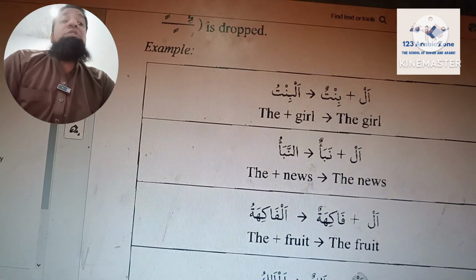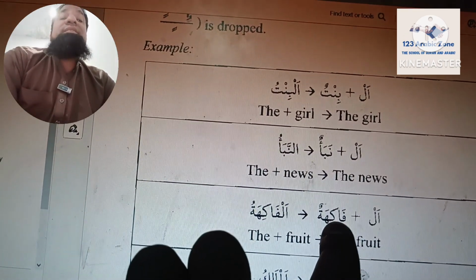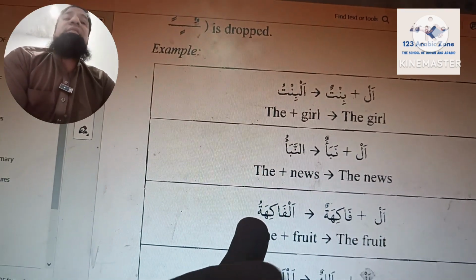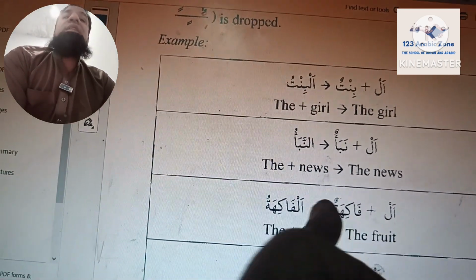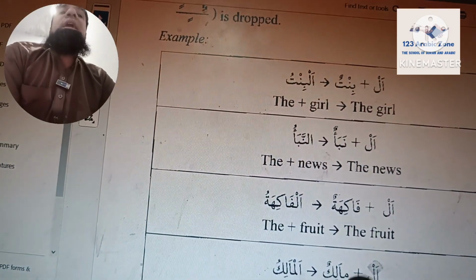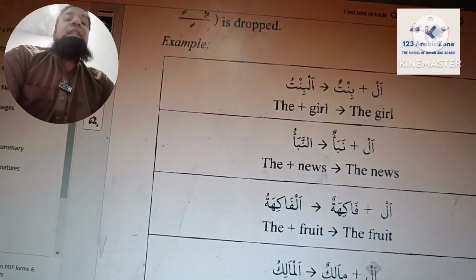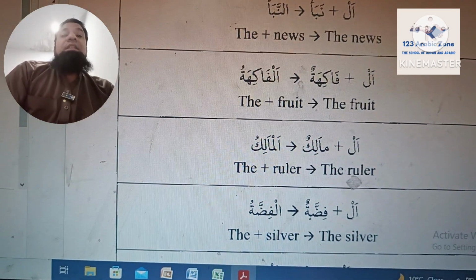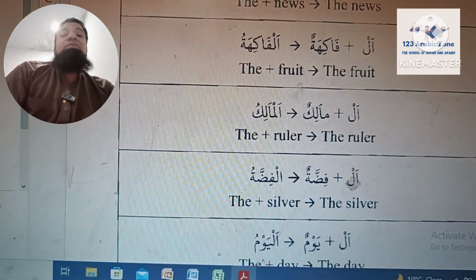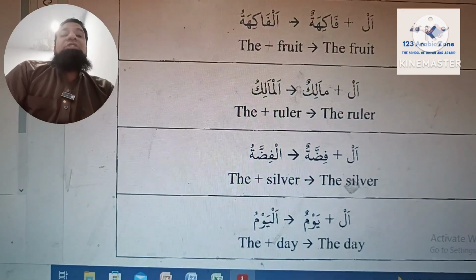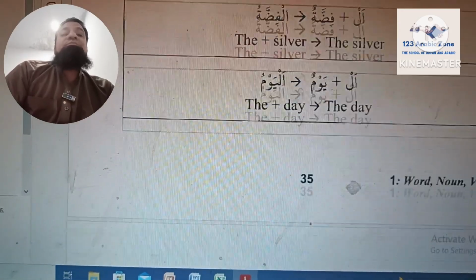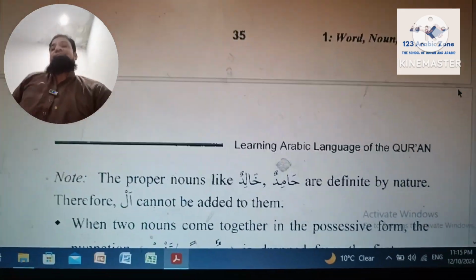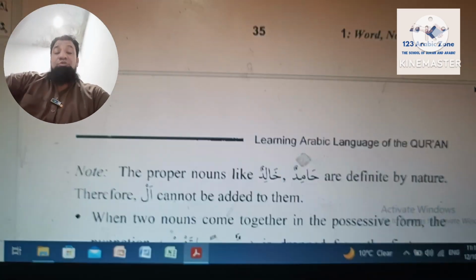Fakihatun was indefinite, but with the addition of al, it becomes definite. Al-fakihatu, al-malikun, al-maliku, al-fiddatu, al-yawmu. Okay, the proper nouns, like the next note, you should memorize this.